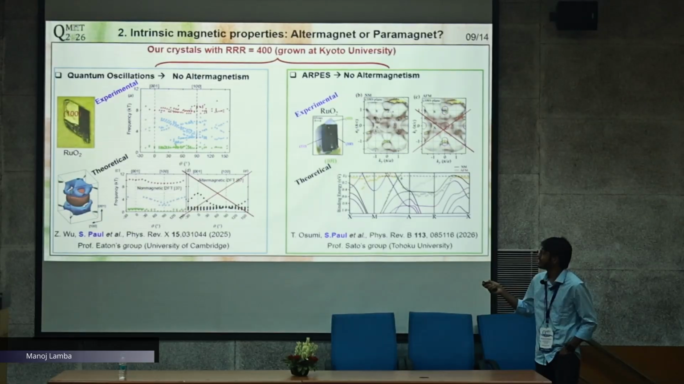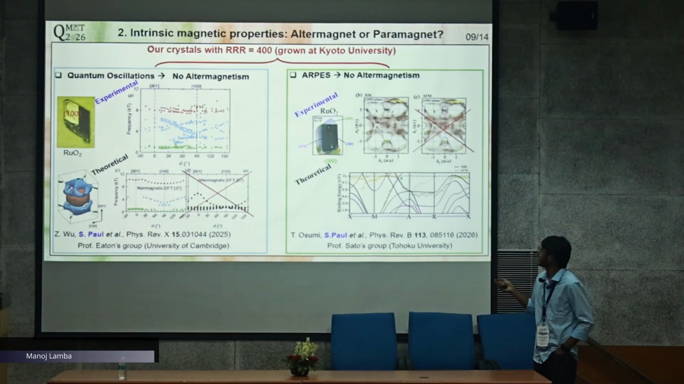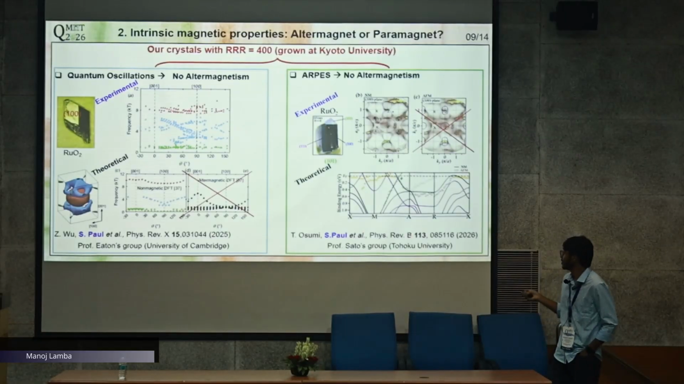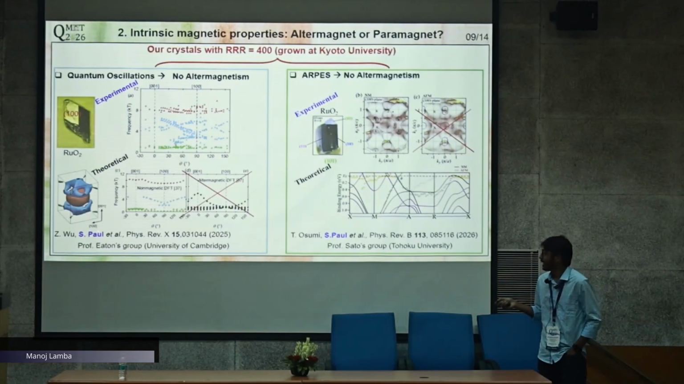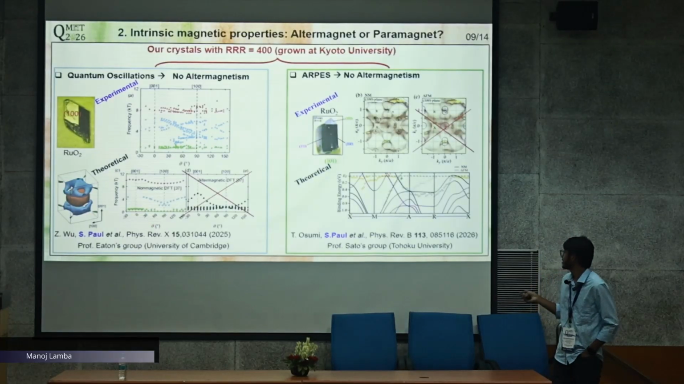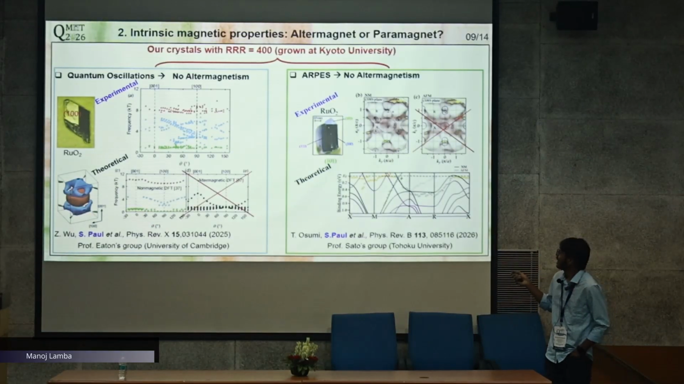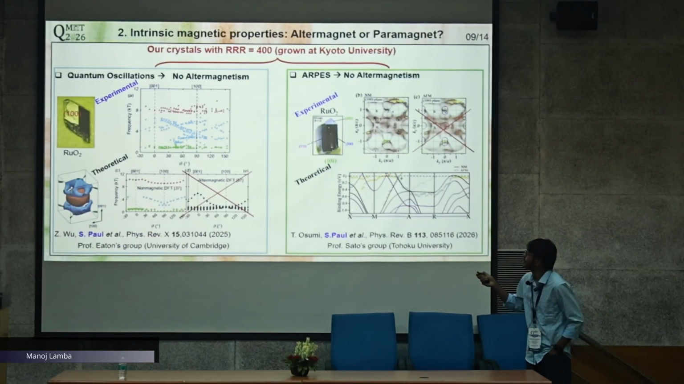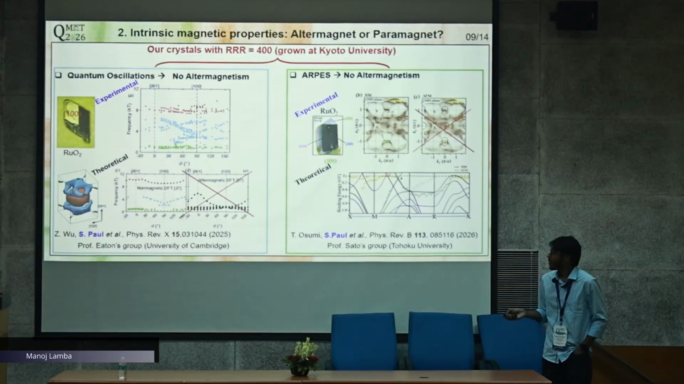The quantum oscillation measurement was performed at Cambridge University by Professor Eaton's group, and the muon spin rotation measurement was performed at Tohoku University by Professor Sato's group. One of these papers was published in PRX in 2025, another one was published in PRB this year, and both of them used our crystal with RRR 400.